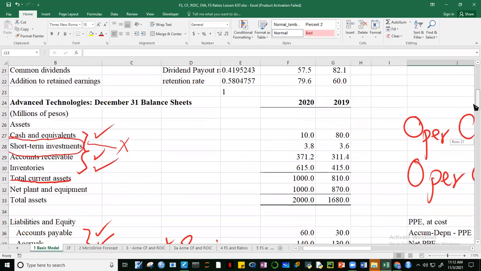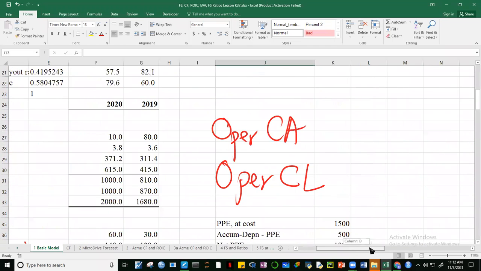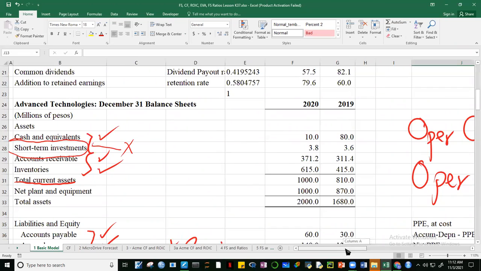Last meeting, we learned how to compute for the operating current assets and then the operating current liabilities. So we have here our total current assets for Advanced Technologies: cash and cash equivalents, short-term investments, accounts receivable, and inventories. Of these four current assets, only cash, AR, and inventories will form part of your operating current assets. Your short-term investments involve financing activity, so they will not form part of your operating current assets.